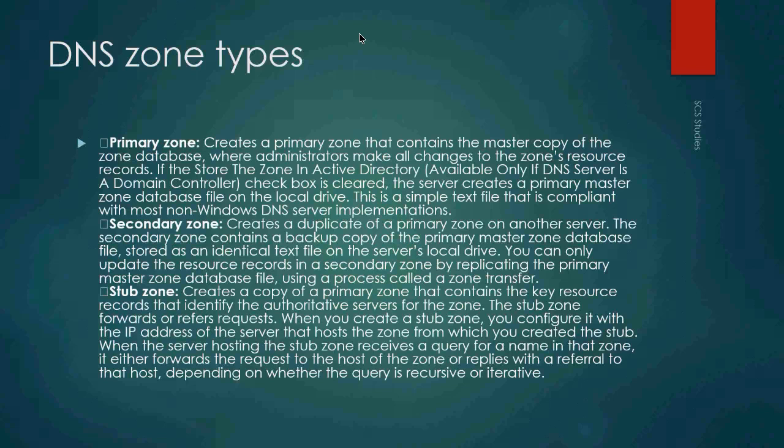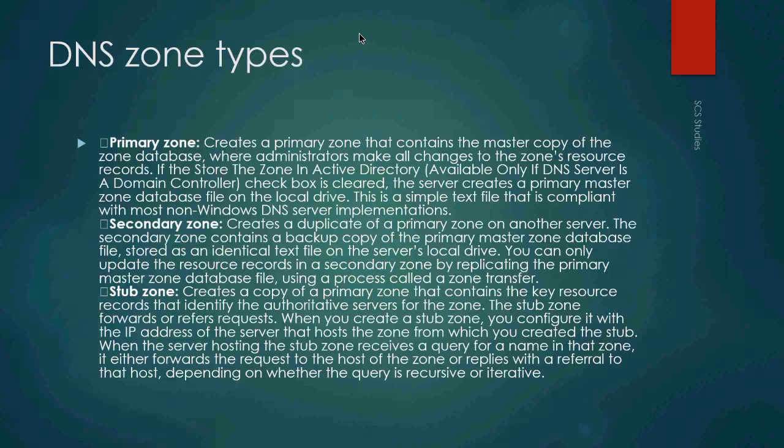What is a secondary zone? It creates a duplicate of a primary zone on another server. The secondary zone contains a backup copy of the primary master zone database and updates the records on the secondary zone by replicating with the primary or master zone database file using a process called zone transfer. Next is subzone. It creates a primary zone that contains a key resource that identifies the authenticated servers, that means the server which is outside of your network.